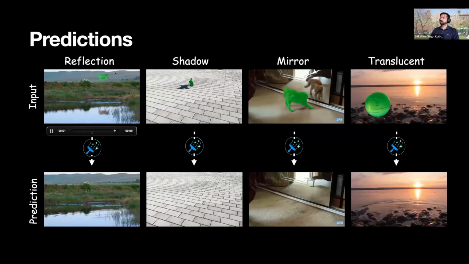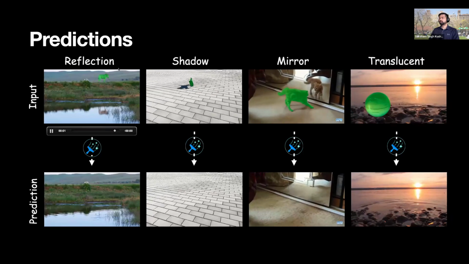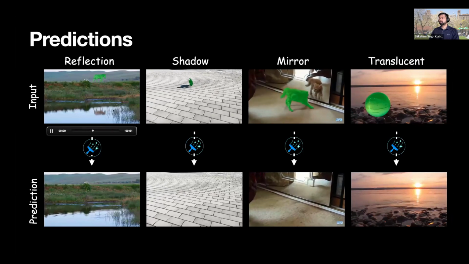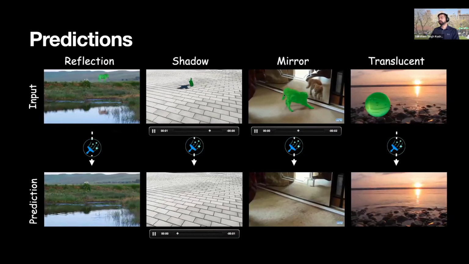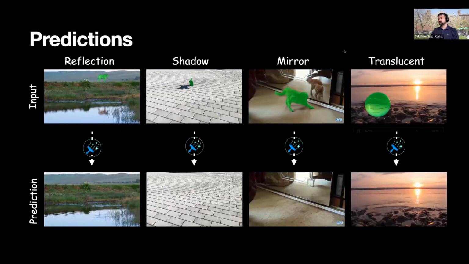The green is the pixel mask, which is provided by the user, or you can determine it using SAM 2 or SAM 3. And for reflections, it can remove the object and its associated reflection, which is disconnected. It can remove an object and its shadow. It can remove the cat and its mirror reflection. We can also remove translucent objects.